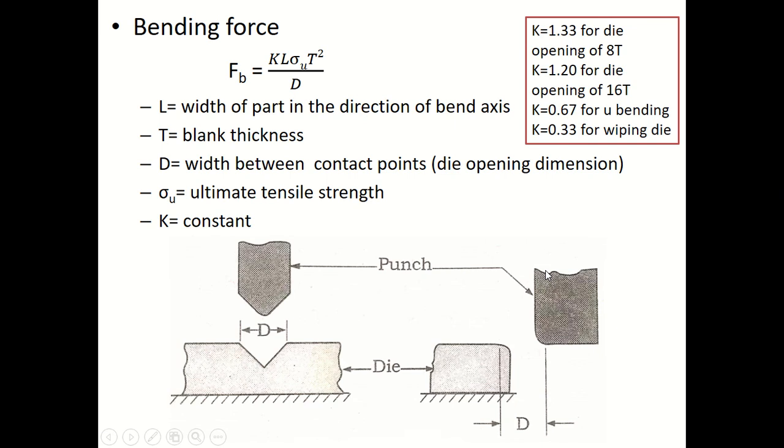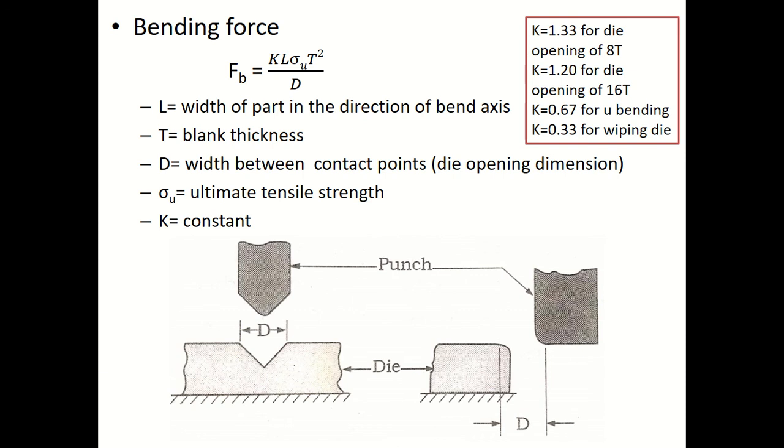Another important aspect related to bending we are learning about today is bending force. The bending force can be determined from the die characteristics and the material properties. The bending force F_B is equal to K times L times sigma_U times T squared divided by D. What is L? It's the width of the part in the direction of the bend axis.